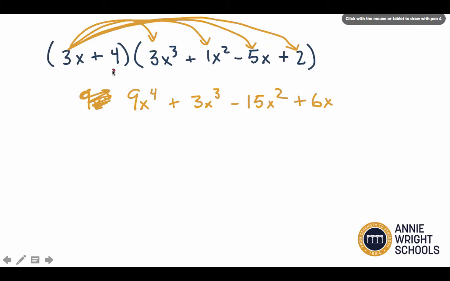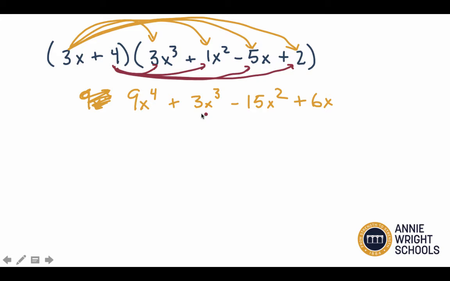Now I'm going to do the exact same thing with this positive 4. I'm going to take positive 4 and multiply everything in this other parenthesis by positive 4. 4 times 3x cubed is 12x cubed. Now look where I wrote that. I wrote it under the other x cubed because I know it's going to be an x cubed. Now I'm going to take 4 times negative 5 and I get negative 20x squared. Look how these like terms are matching up.